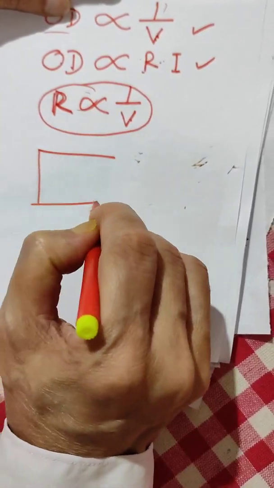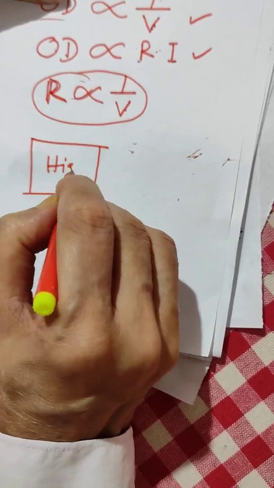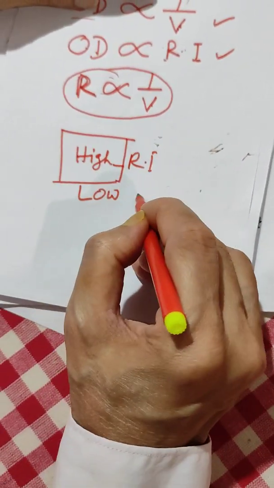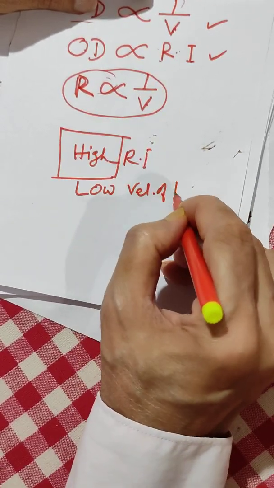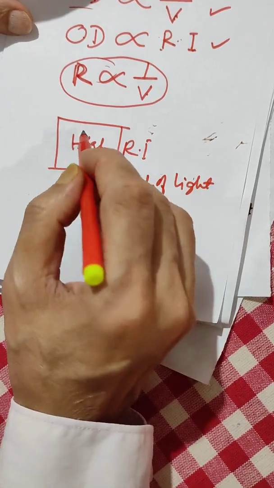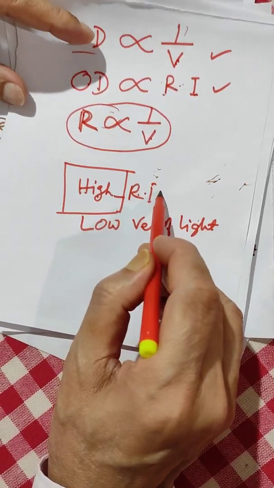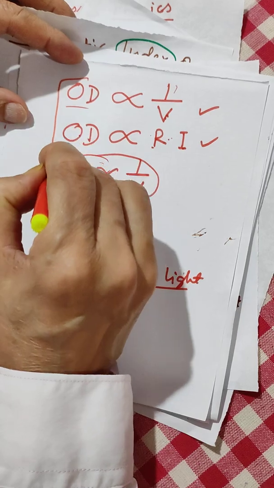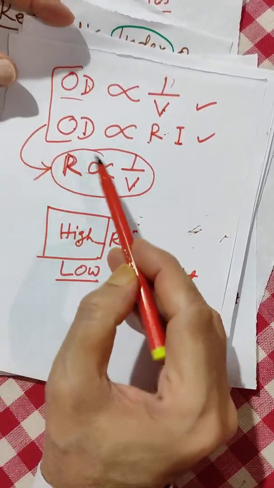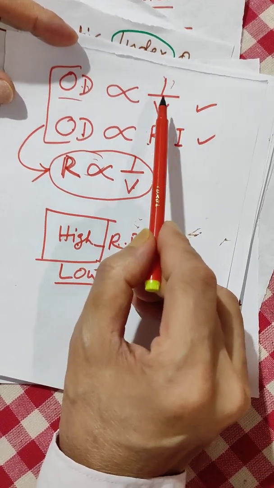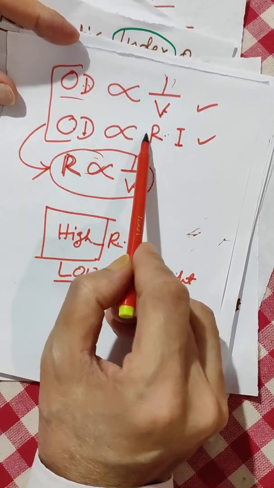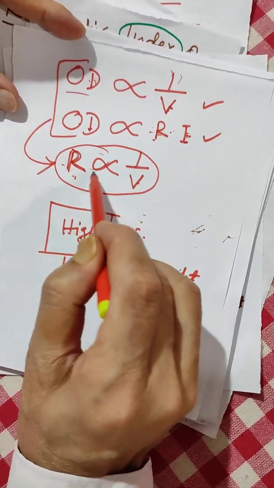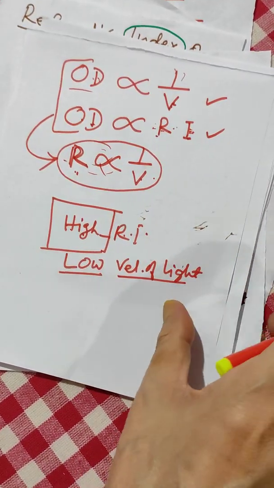That means if a medium has a high refractive index, followed, then it will have low velocity of light. Then the velocity of light will be low in that medium. If this medium has a high refractive index, that means the velocity of light will be low in that medium. Okay. So again I say, optical density and velocity of light in the medium are inversely related, and optical density and refractive index of the medium are directly related, and from these two we get, therefore, the refractive index of a medium is inversely related to the velocity of light.